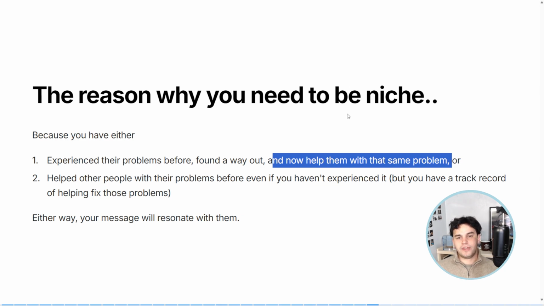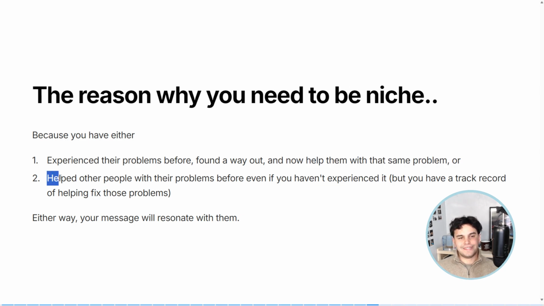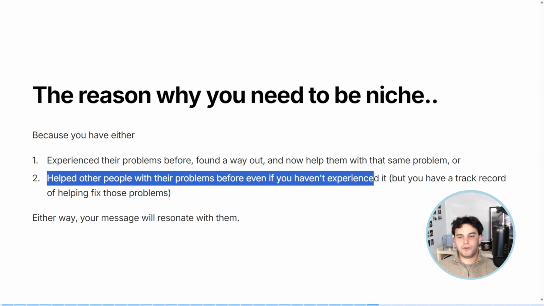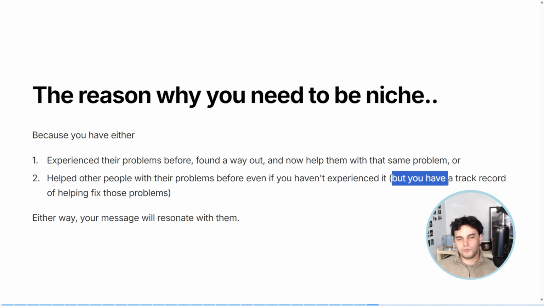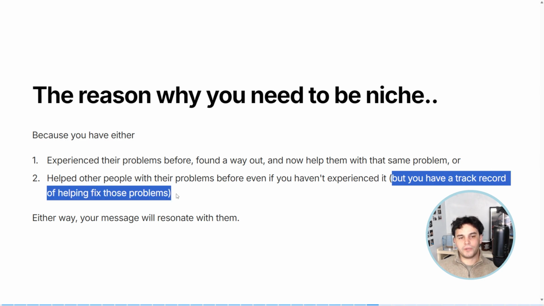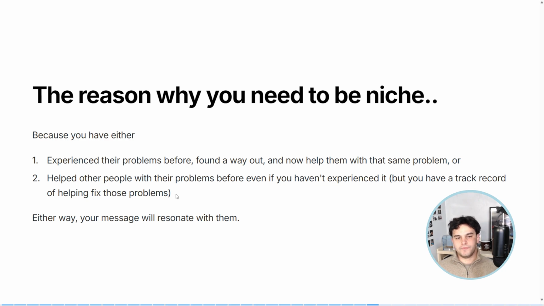It's not necessary that you've actually been in their position though, because the second reason, or the second type of ideal client, is helping other people with their problems, even if you haven't experienced it. But this is harder to gain trust with. So what you would most likely have to have is a track record of helping fix those problems for other people. For example, I'm gracious to say that I was never really failing school, but I could still help people who were failing school if I've helped a lot of people with that in the past as well.